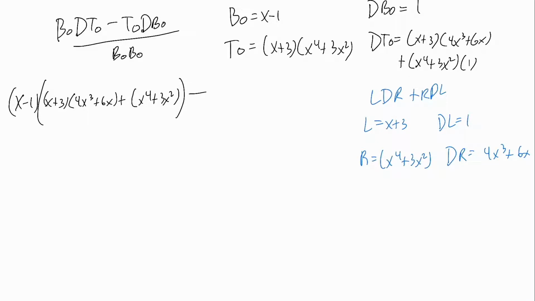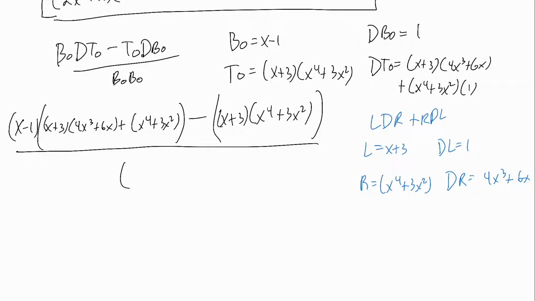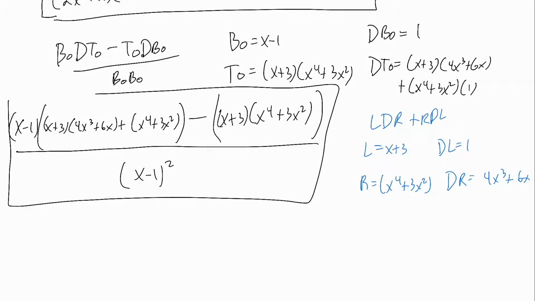Now we need our minus top D bottom. So minus x plus 3 times x to the 4th plus 3x squared. So that's top. D bottom is just 1. And then lastly, bottom squared. And that is our derivative for B.